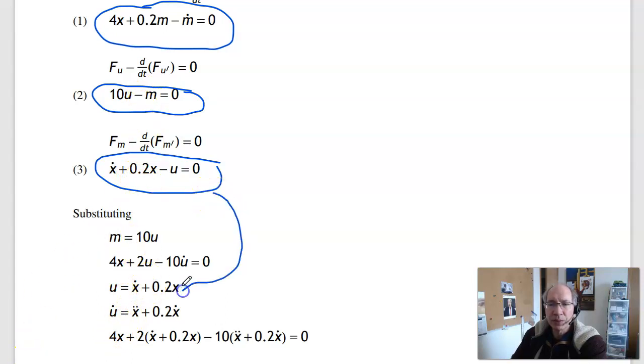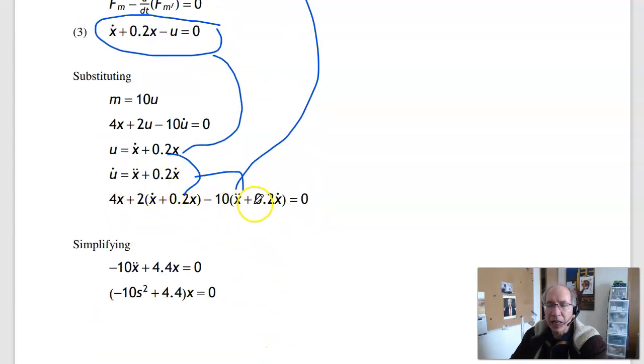Solving for u, I get u is x dot plus 0.2u. Differentiating, u dot is x double prime plus 0.2 x dot. Then over here, I've got this equation substituting. 4x plus 0.2m, and m is 10u. So 0.2 times 10u gives you 2 times u, it's right here, minus m dot, which is minus 10 u dot, which comes in here.